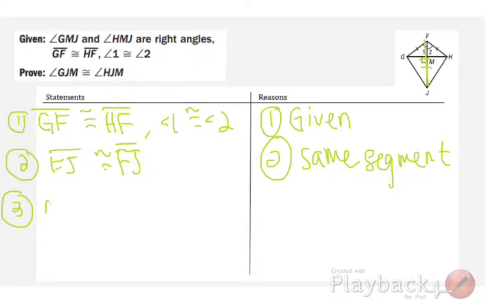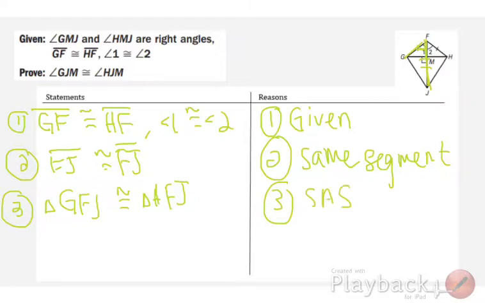So I can say that triangle GFJ is congruent to triangle HFJ. And for my explanation, I see that I have a side that's congruent, then an angle, and then a side. So I have SAS, okay?